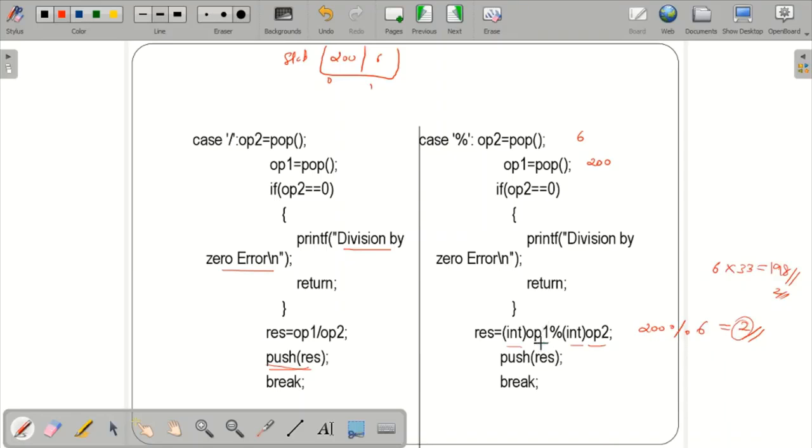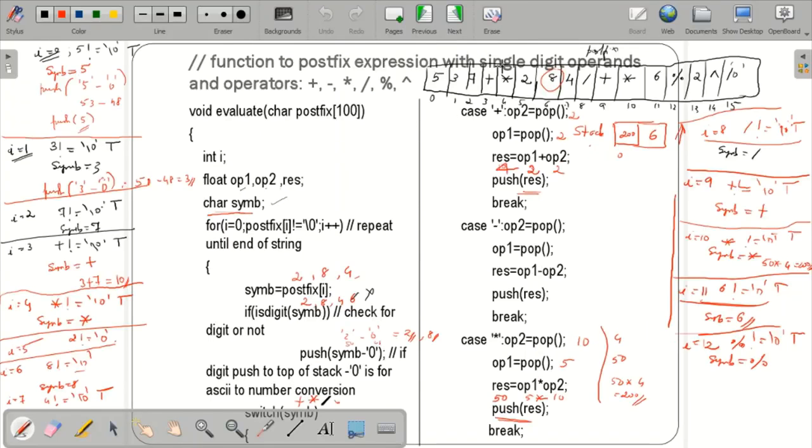So why are we doing the typecasting? We cannot do modulus operation on floating point, so that's why we are typecasting into int, and then we are storing in the result. So that 2 needs to be pushed now. 6 is popped and 200 is popped. Now your stack will have only one value, that is nothing but the 2. So we'll update over here. Your newly updated stack will not have this value, it will have just 2.